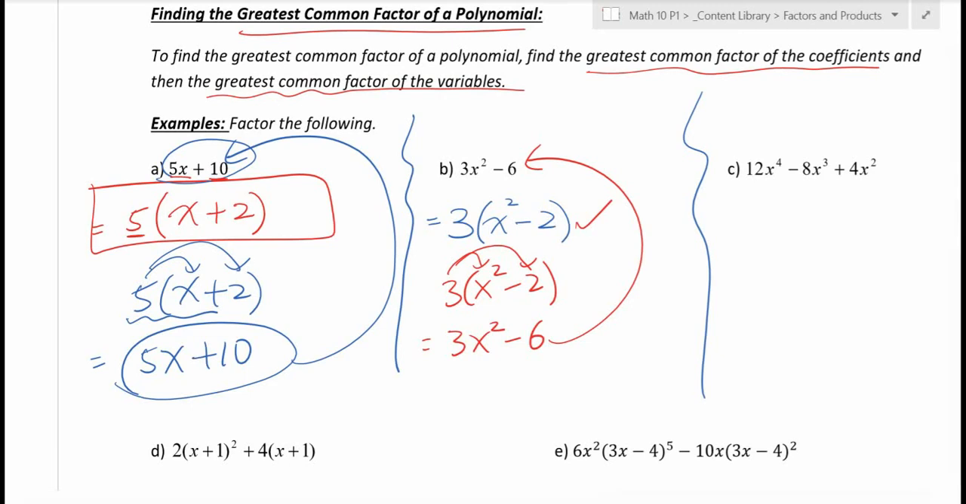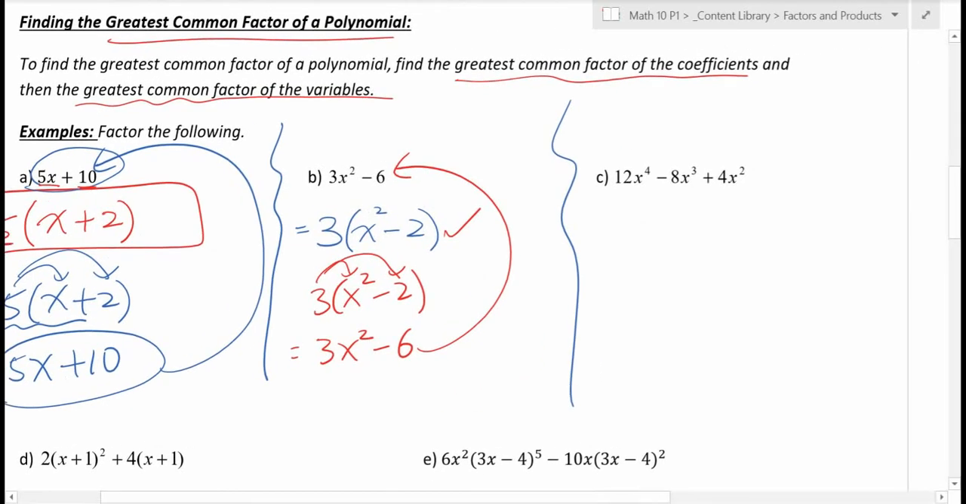So a little bit more complicated because there are 3 terms, but the idea is the same, okay? You look for the common factor for the coefficients, and then the greatest common factor for the variable. So give it a try. Okay, so hopefully you realize that's 12, that's 8, that's 4. The greatest common factor for the coefficients would be a 4. That's x to the 4, x cubed, and x squared. Again, you can see the variable is the same, right? So the base is the same. Now, to look for the common factor, you look for the smallest exponent, which is a 2 here.